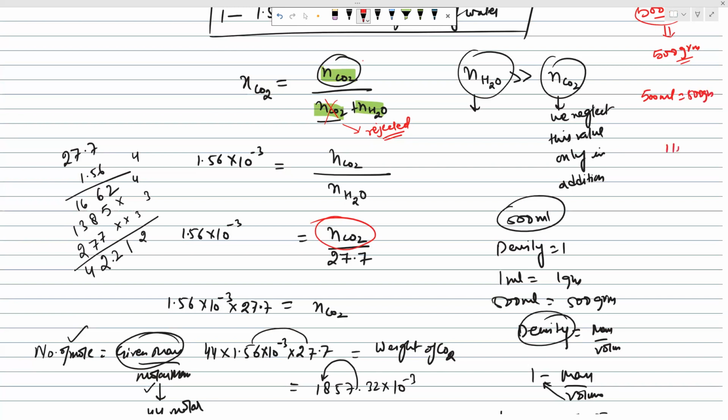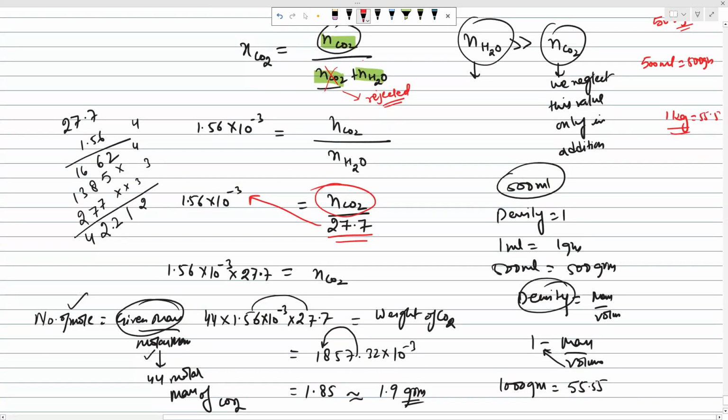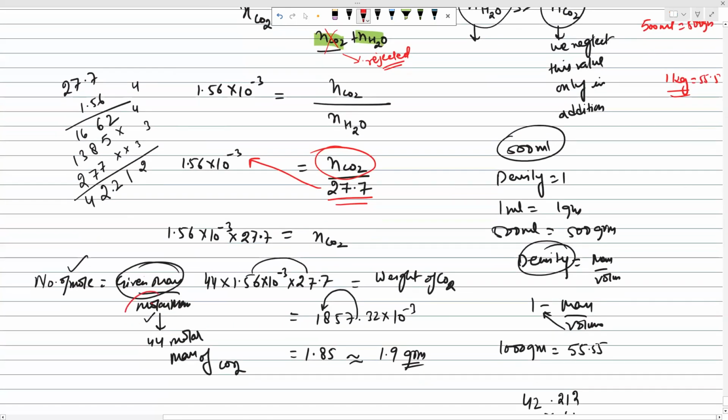Now you know that 1 kg of water has 55.5 moles. So half of this kg, which means 500 ml or 500 grams, is going to have this number of moles. Understood? So we just multiply this way and we get the number of moles of CO2. Now you know that we need not find out the number of moles. We need to find out the weight of CO2. So you know the formula that number of moles is equal to given mass upon molar mass. So what we did here is that we simply multiply this molar mass to this number of moles.